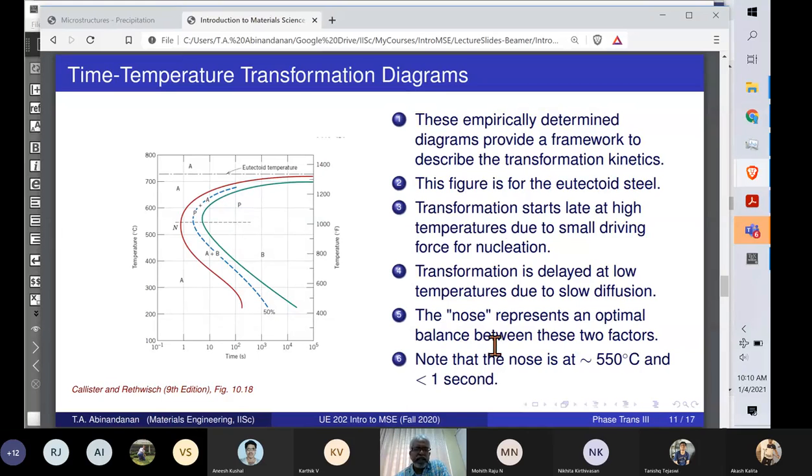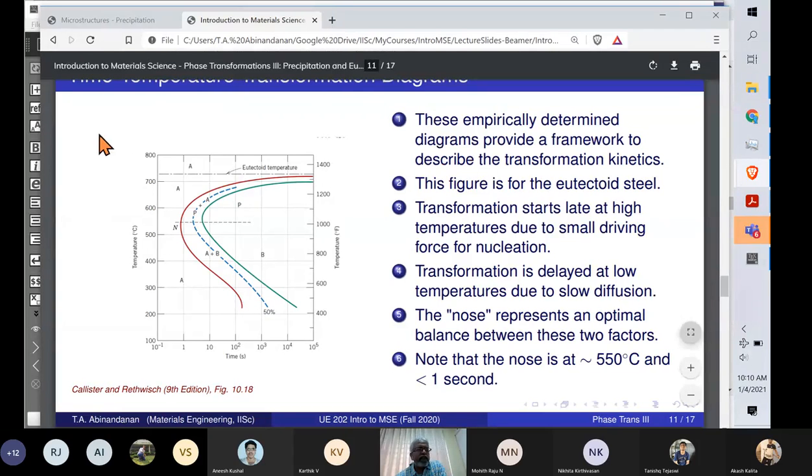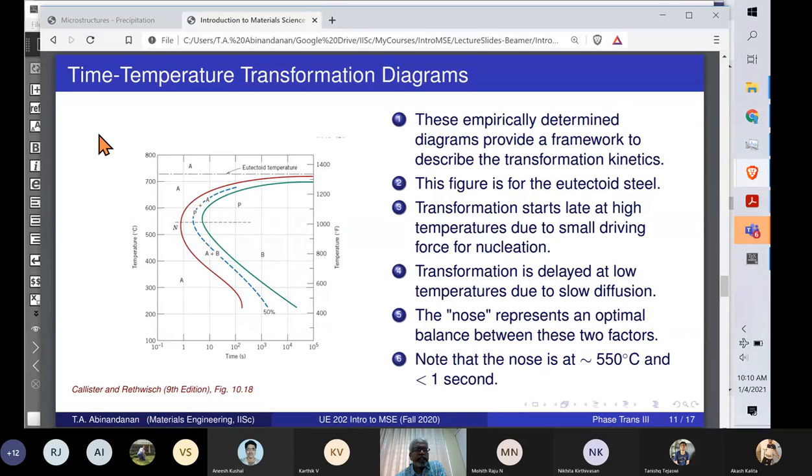But something else happens. We will look at that. But let's at least look at the framework that allows us to understand various observations in steels. That framework is in the form of these so-called time temperature transformation diagrams, shortened to TTT diagrams. And so this is for a eutectoid steel.